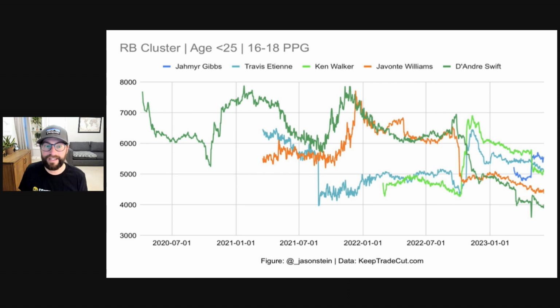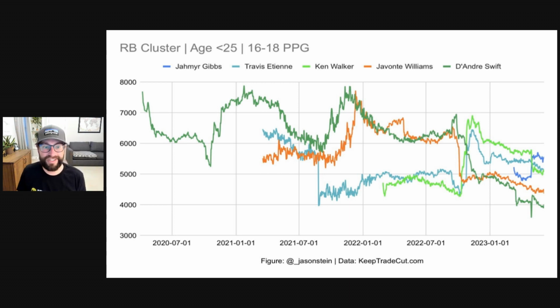Swift achieves the highest KTC of this group over the past 3 years, oscillating between 6,000 and 8,000 for 2 years. Then he had a disappointing 2022 season with the Lions, where he fell out of favor, which led the Lions to drafting a replacement in Jahmyr Gibbs and shipping Swift off to the Eagles. Now Swift is trading at the lowest KTC, lower than the rest of this cluster.